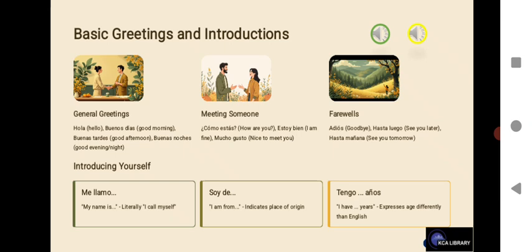Introducing yourself: me llamo, my name is. Literally, I call myself. Soy de, I am from. Indicates place of origin. Tengo años, I have years, used to express age, different from English. These phrases form the foundation for basic social interactions in Spanish and help learners communicate politely and naturally.